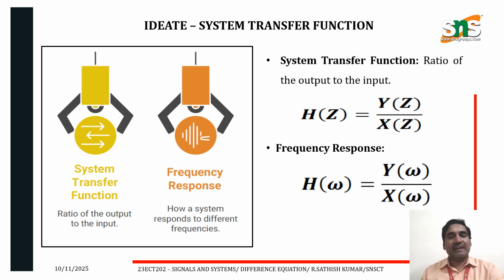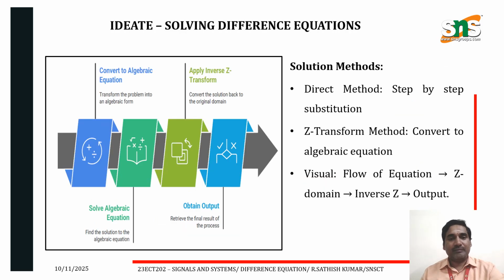Next one, ideate system transfer function, that is the ratio of the output to the input. H of z is equal to Y of z divided by X of z. Next one, frequency response. How does a system respond to different frequencies? H of omega is equal to Y of omega divided by X of omega.